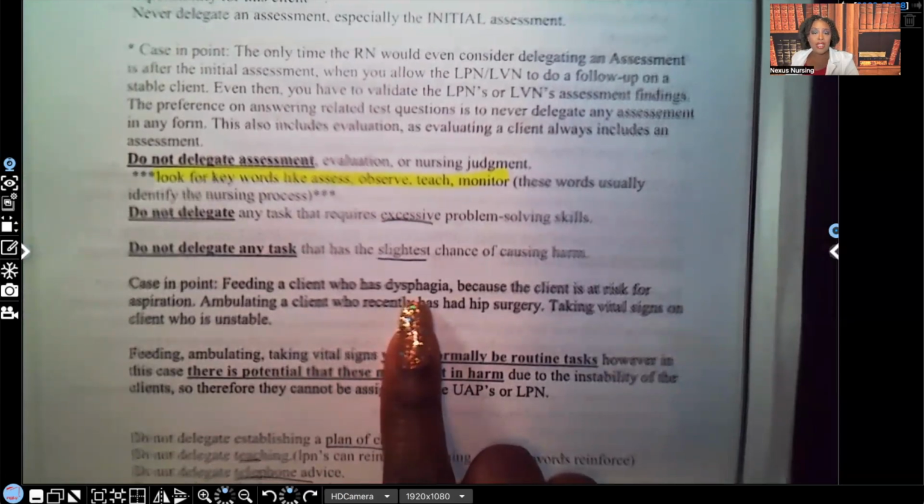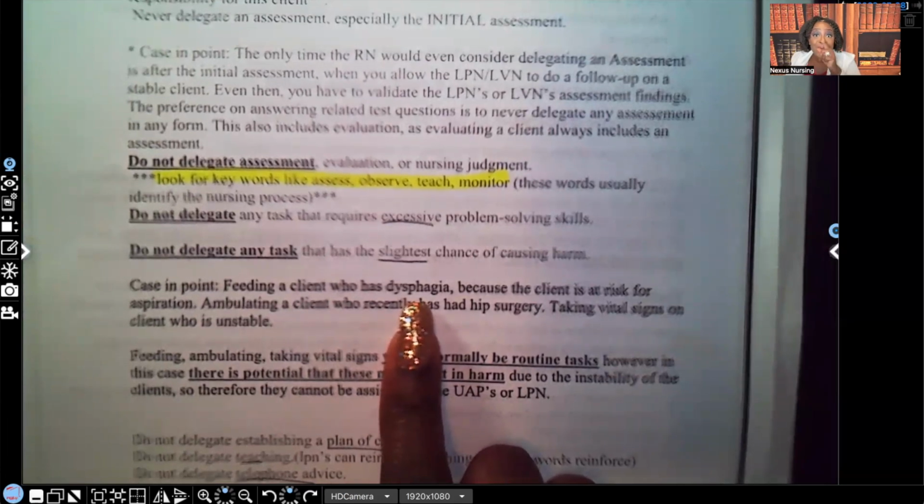So if they have this, you, the RN, you've got to feed that patient, because while you're feeding that patient, you're assessing them, you're watching them very closely, and you're realizing, wow, I need to call the healthcare provider and ask for a speech consult because we need a swallow study. You can't delegate that. You, the RN, have to keep that patient.